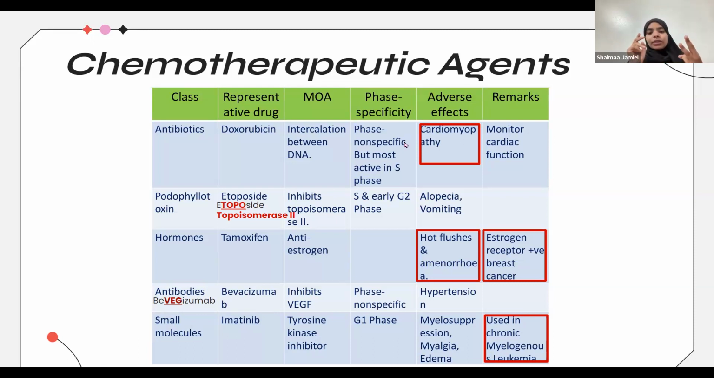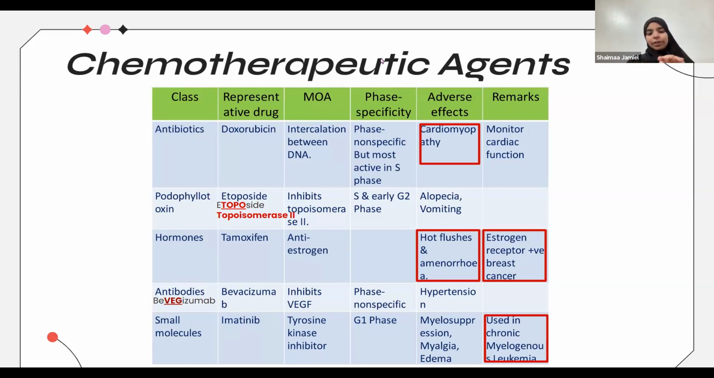Okay, so until now we took 4 important side effects: cyclophosphamide, hemorrhagic cystitis; vinca alkaloids, peripheral neuropathy; methotrexate is the myelosuppression, and you give leucovorin. And now doxorubicin, it's cardiomyopathy.